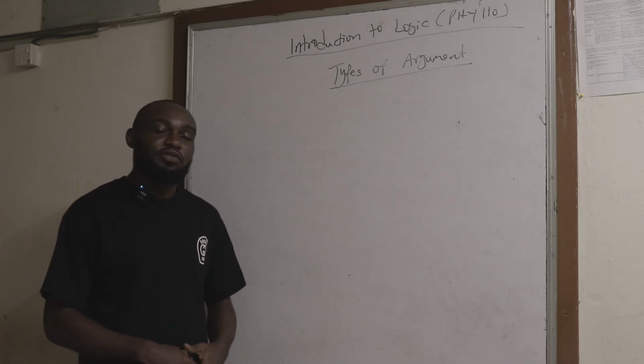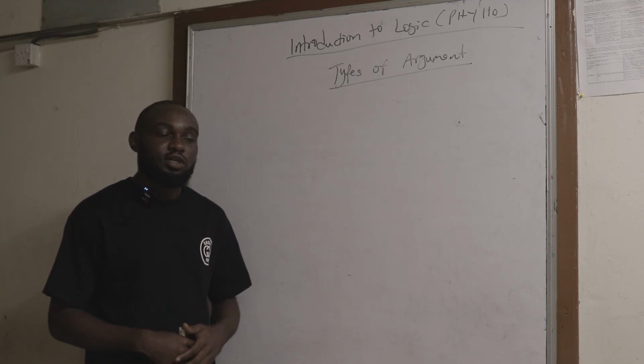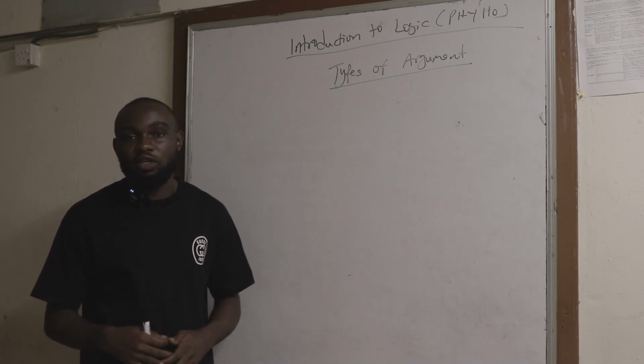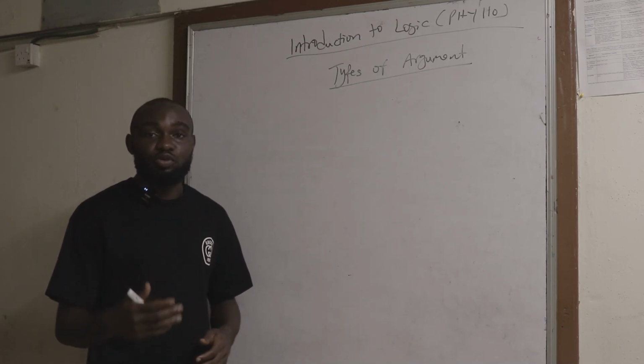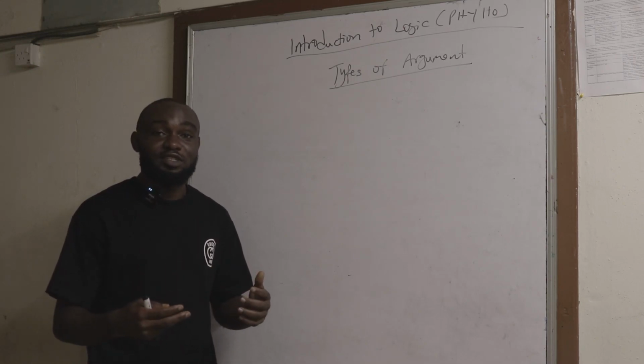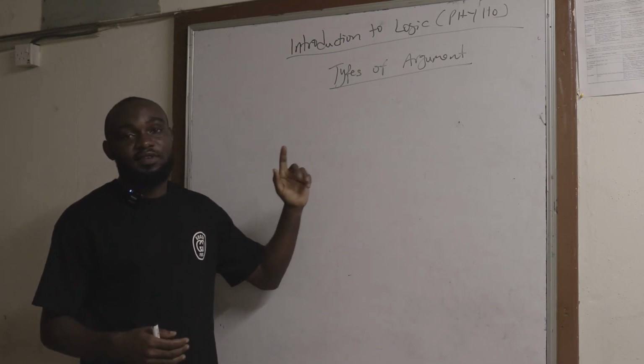In our previous video we discussed what logic entails, the subject matter of logic, which is actually argument, and the components of argument, which entail inference, proposition, premise, and argument. We also went further to discuss premise indicators and conclusion indicators. So today we'll be talking about types of argument.